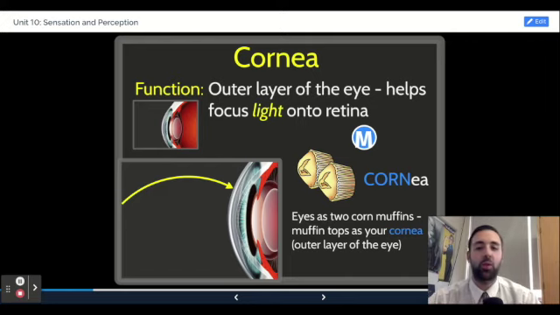As a mnemonic, I see the word corn in cornea, and I think of corn muffins. It's almost like your corneas are 2 side-by-side corn muffin tops, because we're talking about the outer circular protective layer of the eye, that outer layer.